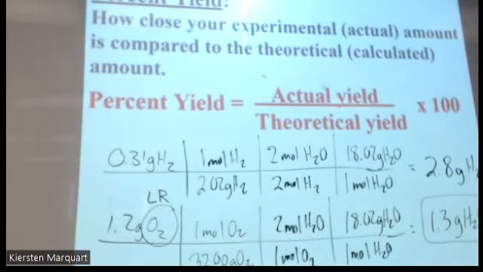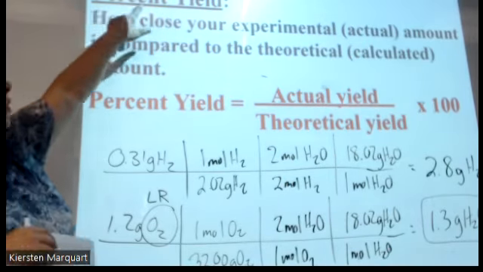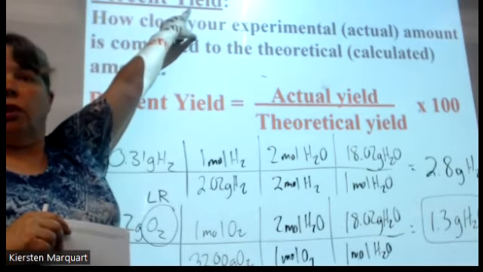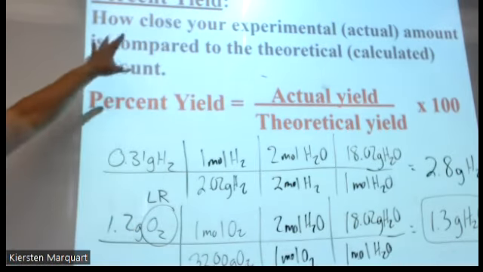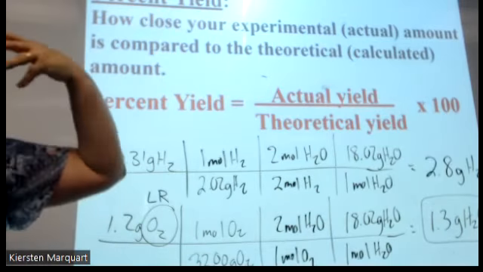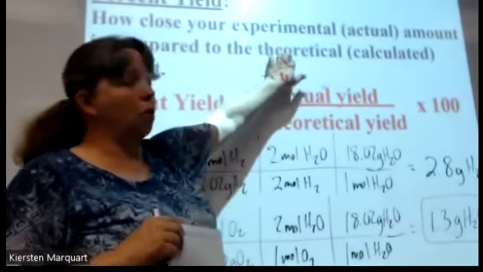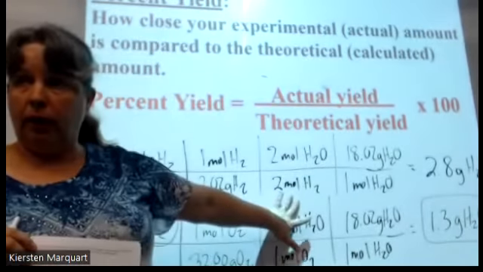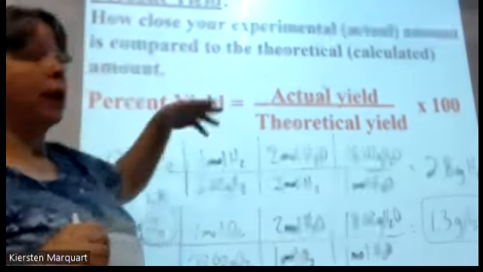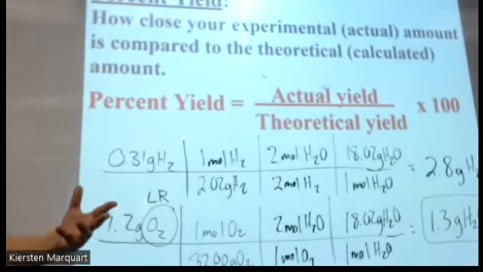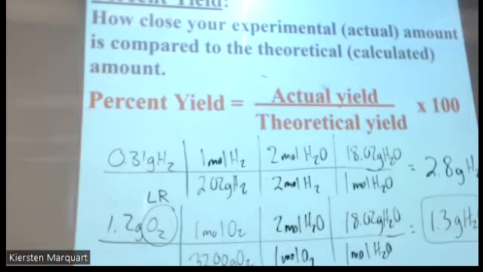Percent yield is just a percentage. So we're going to take some partial value divided by some whole value. What are those values? In percent yield, yield means how much is formed. We want to figure out how close an experimental amount or an actual amount formed in a lab is to the theoretical amount, which is what you calculate. So compare an experimental or actual amount to a theoretical amount.